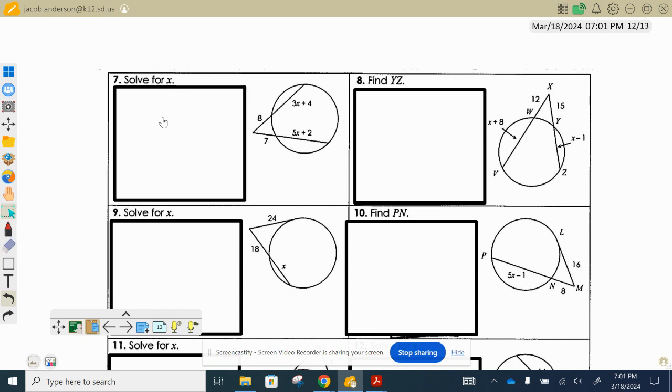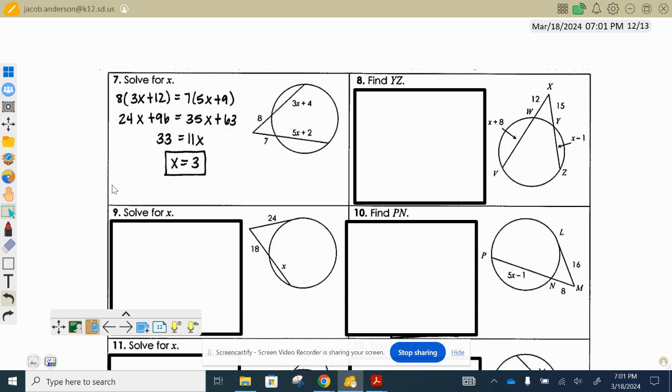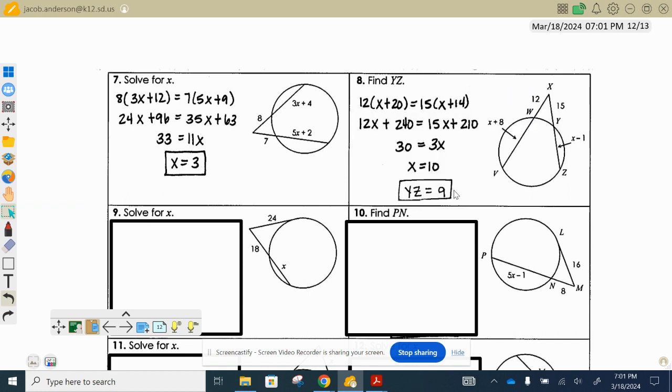Okay, so for my setup on number 7, it should have given you something like this. So hopefully that's what you had. If you did solve it all the way, you would get x equals 3, so you could put that on your paper if you'd like. For number 8, my final answer is YZ equals 9. So hopefully this is what you did. You can pause the video now just to make sure everybody in the room had this correct, or if they need to change some things, they can fix that.